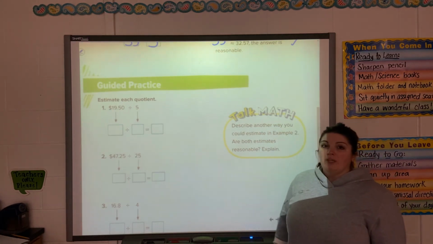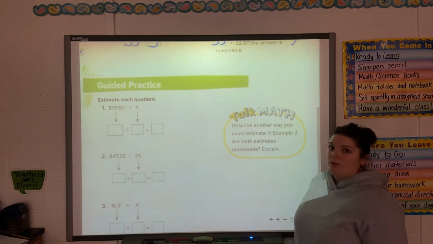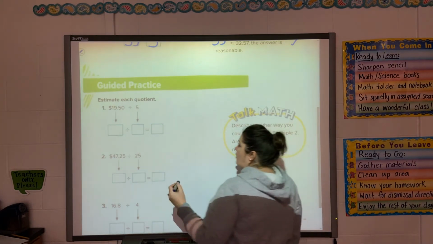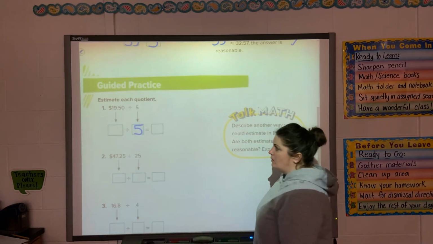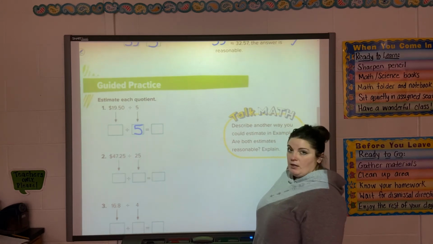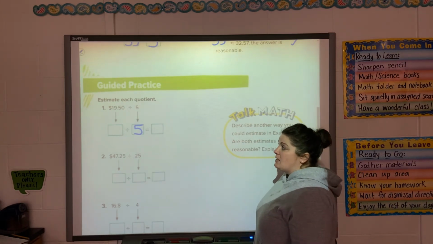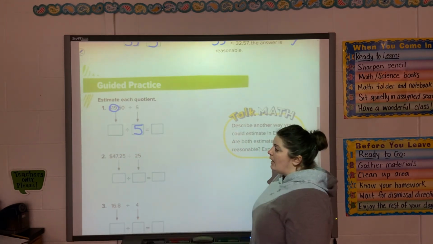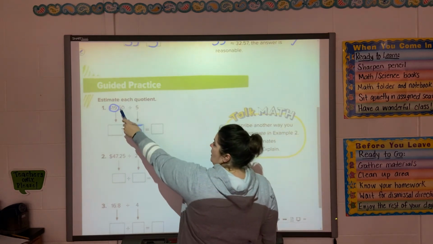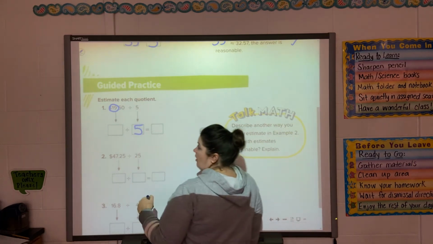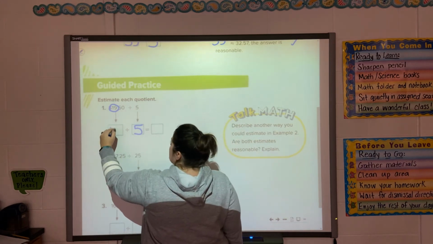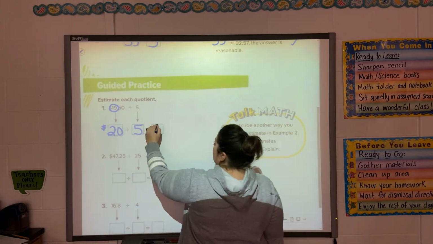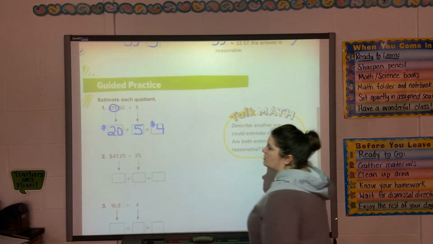I'd like to do one more that is not in a word problem, just to show you and model the skill. $19.50 divided by 5. 5 is an easy number, I'm going to keep it. When I look at my dividend, $19.50, I need to think of the wholes, which are 19. When I count by 5s, what's the closest that I can get to 19? 5, 10, 15, 20. So 20 is a good dividend. And 20 divided by 5 is 4. So my estimate would be $4.